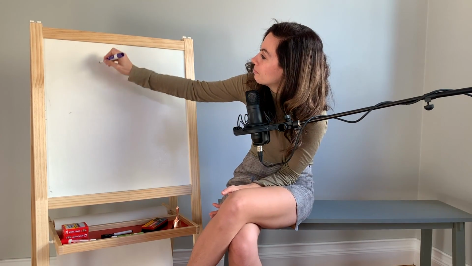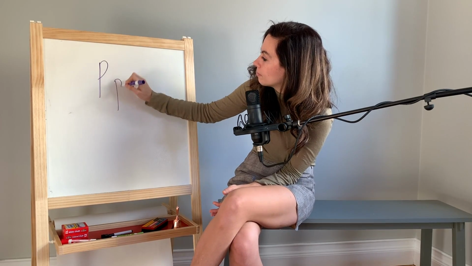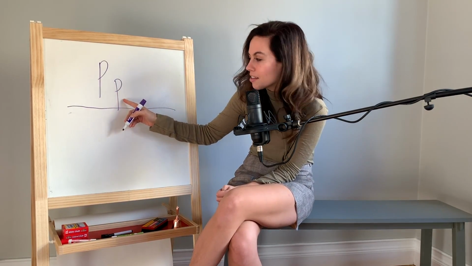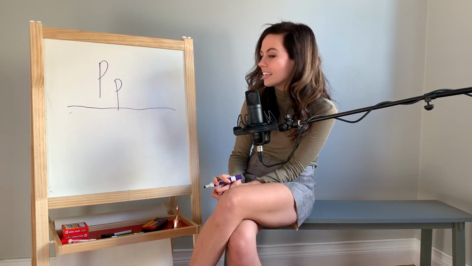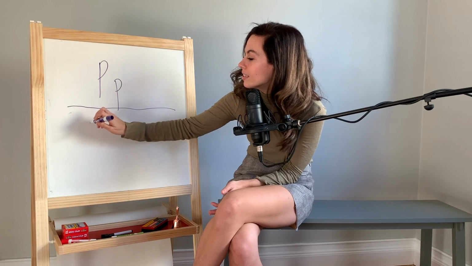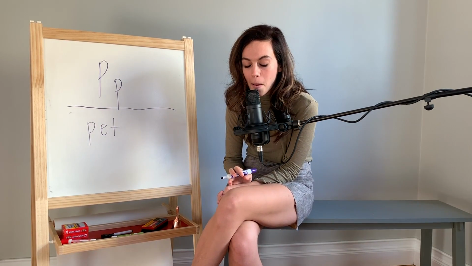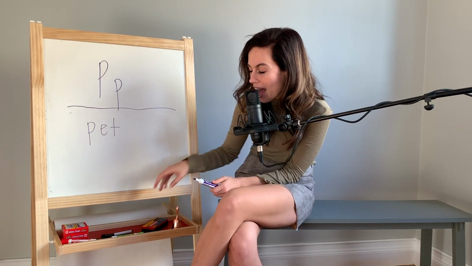The next letter we're going to talk about is P. This is an uppercase, and this is the lowercase p, and P says p, p, p. And an example of a word for this is pet, pet, pet.